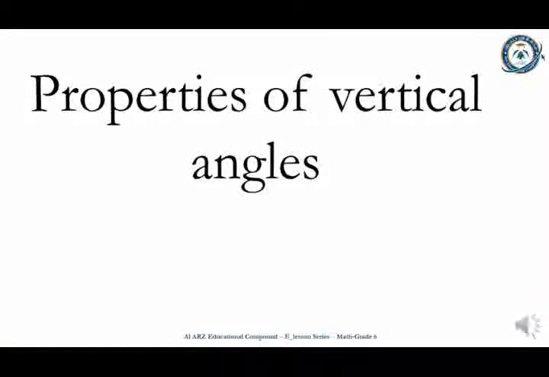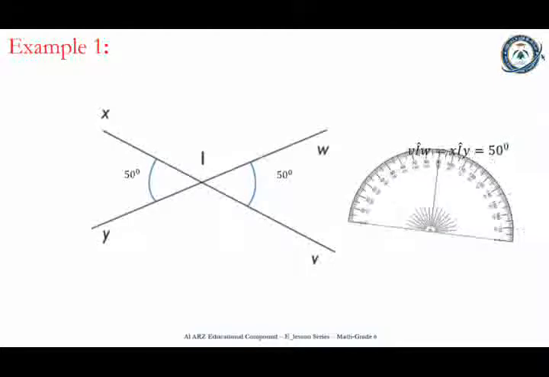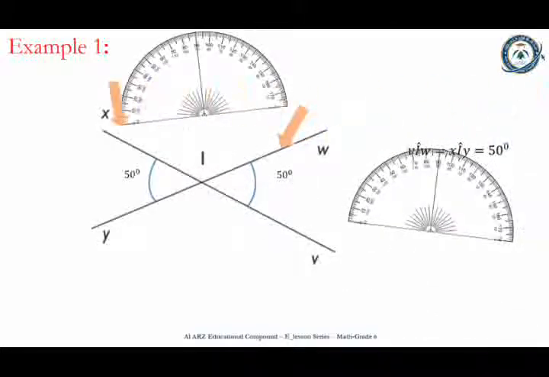Properties of vertical angles. Example 1. Given these two vertical angles, WIV and XIY, we know they are vertical because they have a common vertex I, and the half lines that make their sides are opposite to each other. Now it's time to talk about the measure of these angles.